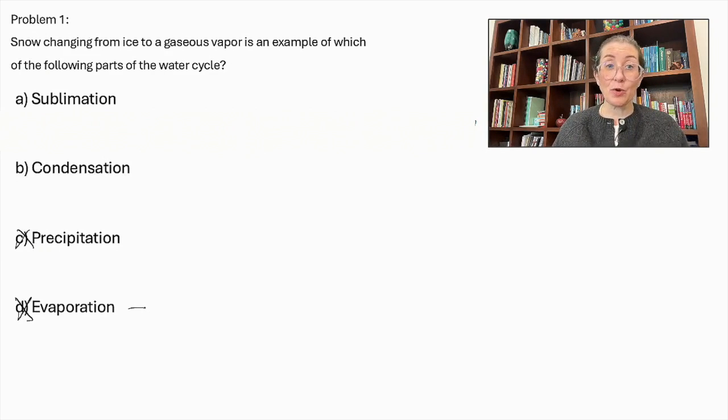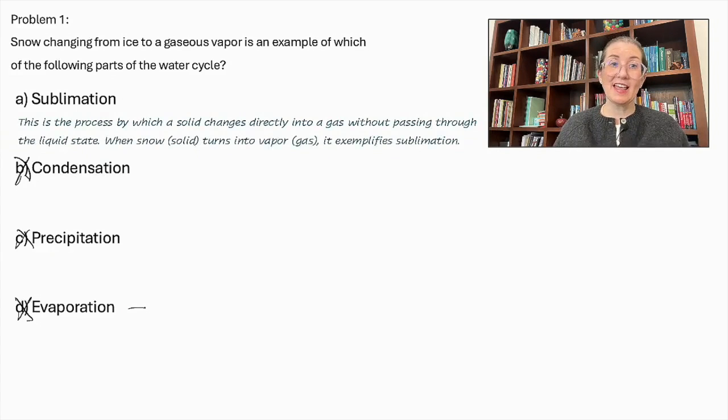Condensation. This is the process where gas turns into a liquid and is not relevant to snow turning into vapor. So we can eliminate that as well. Sublimation. This is the process by which a solid changes directly into a gas without passing through the liquid state. When snow turns into vapor, it exemplifies sublimation. Therefore, sublimation is the correct answer.